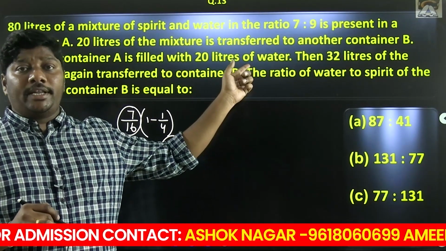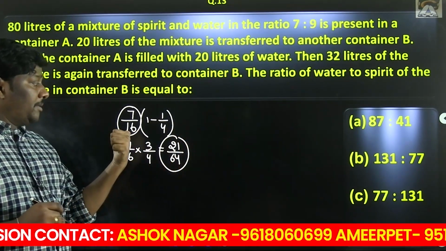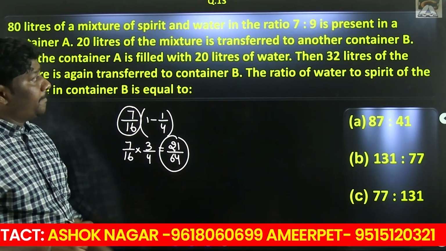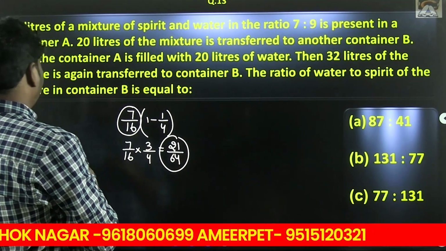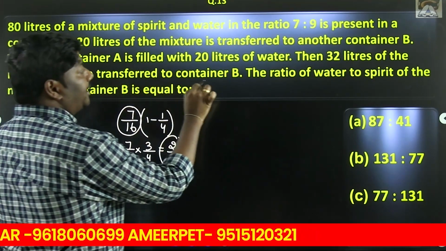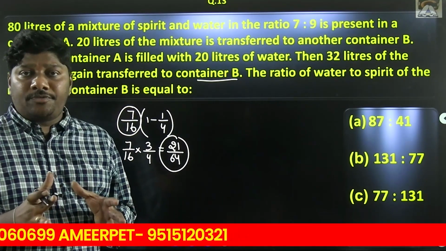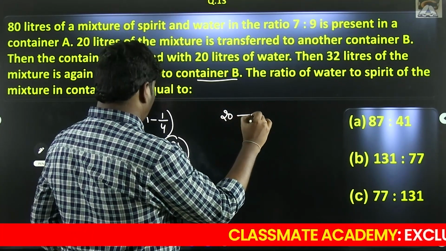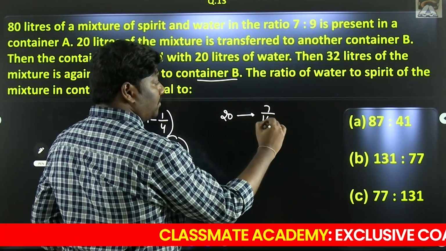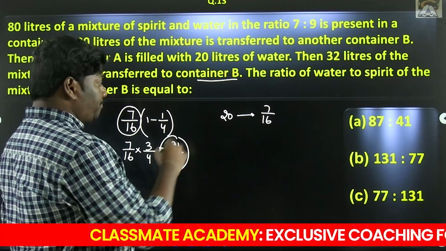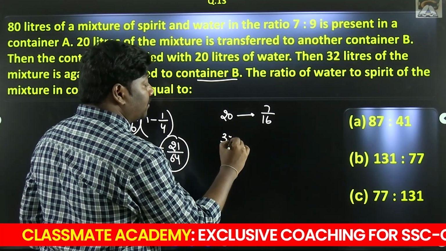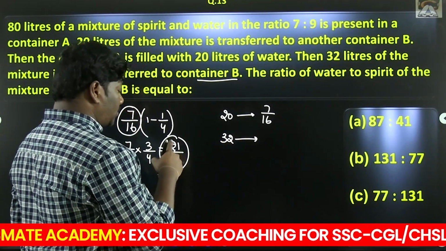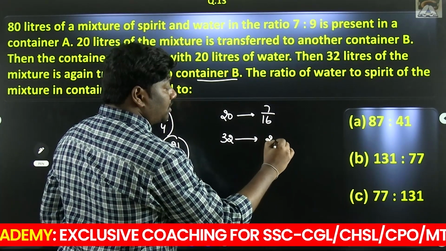You are taking 20 liters of 7 by 16 spirit. You are taking 32 liters of the mixture, which is again transferred into container B. So what you are transferring into container B? 20 liters in which spirit is 7 out of 16. Then after that you are taking 32 liters in which spirit is how much? 21 out of 64.